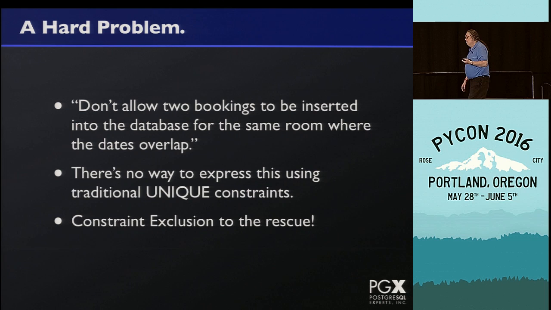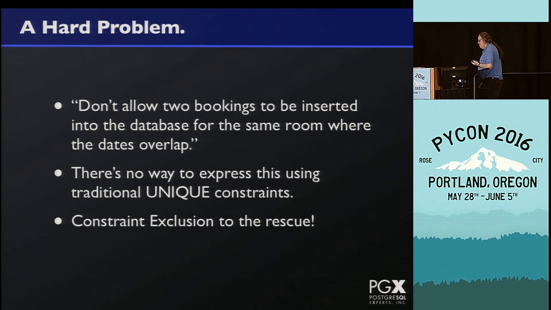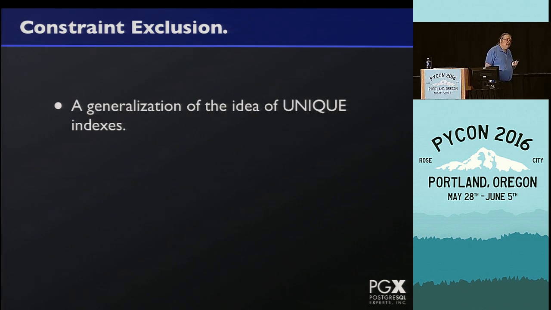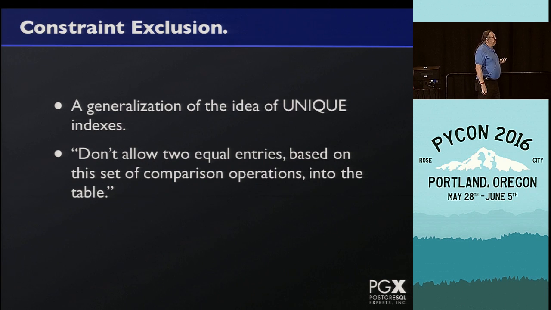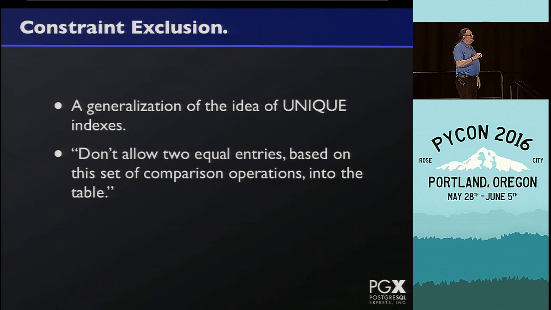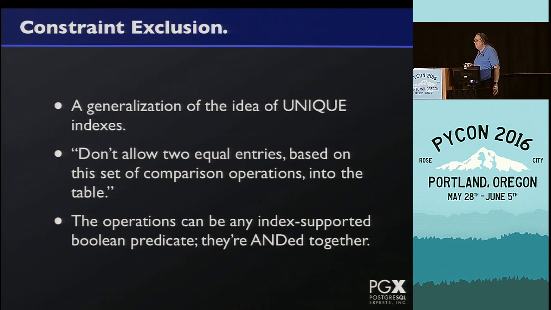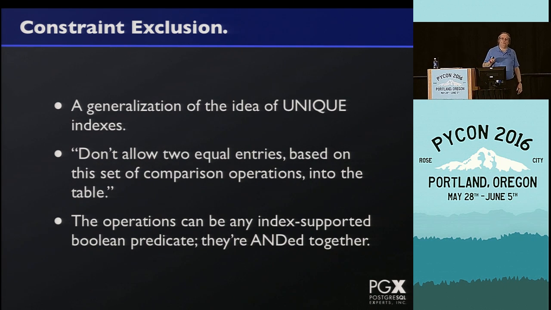Fortunately, pretty much all recent versions of Postgres have a way of handling this, which is called constraint exclusion. Constraint exclusion is a generalization of the idea of unique indexes. Instead of just saying don't allow two equal indexes, it works based on a set of comparison operators rather than just equality. And these comparisons can be any Boolean comparisons that can be ANDed together, as long as they're supported by indexes.